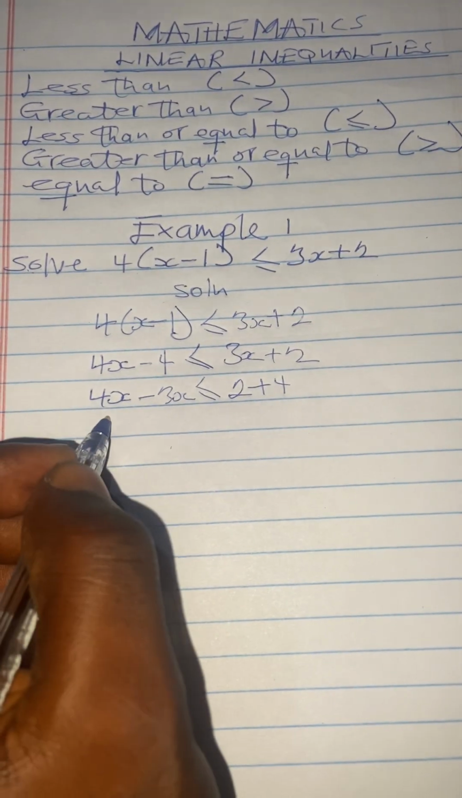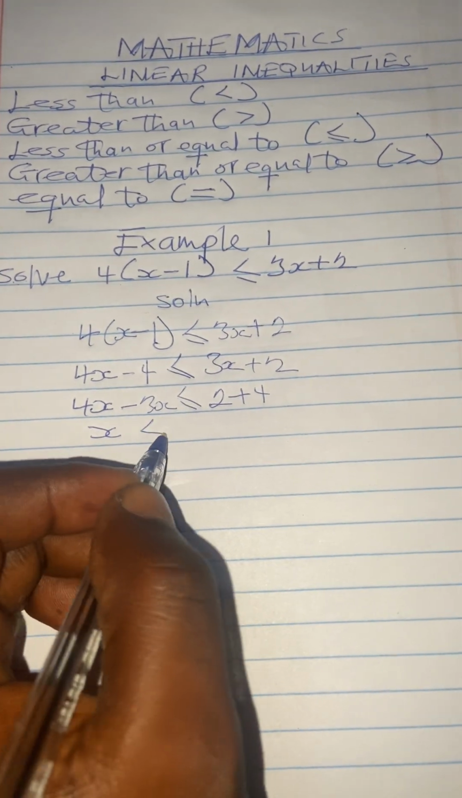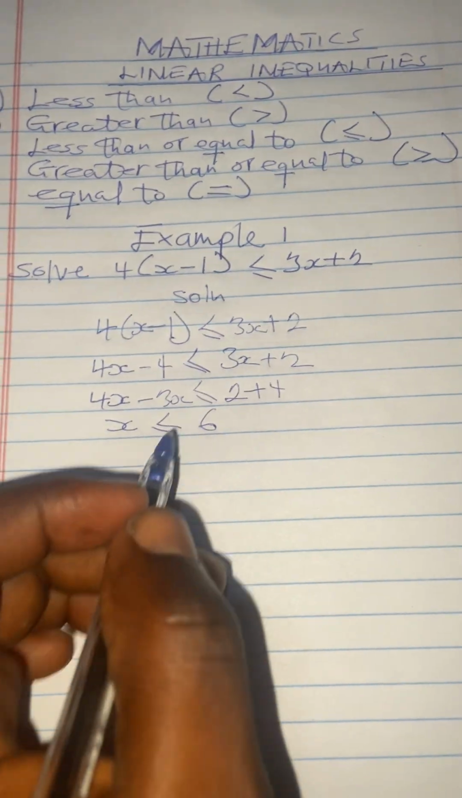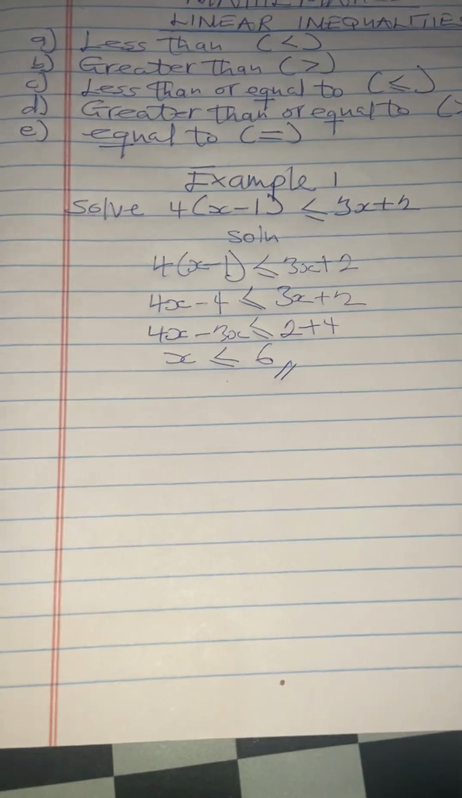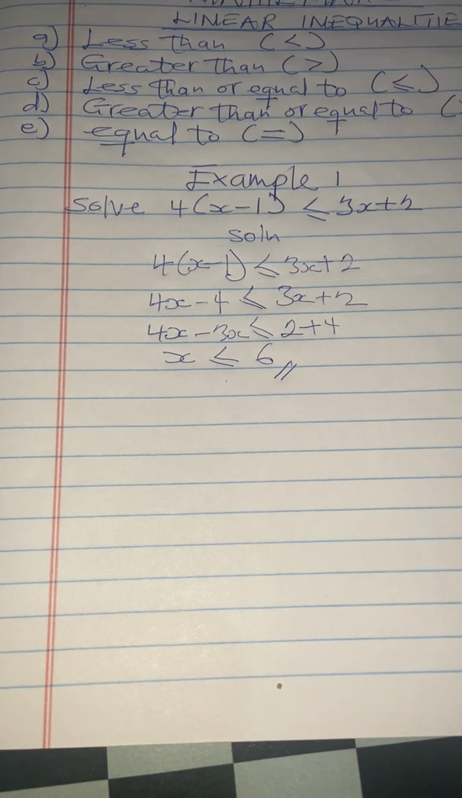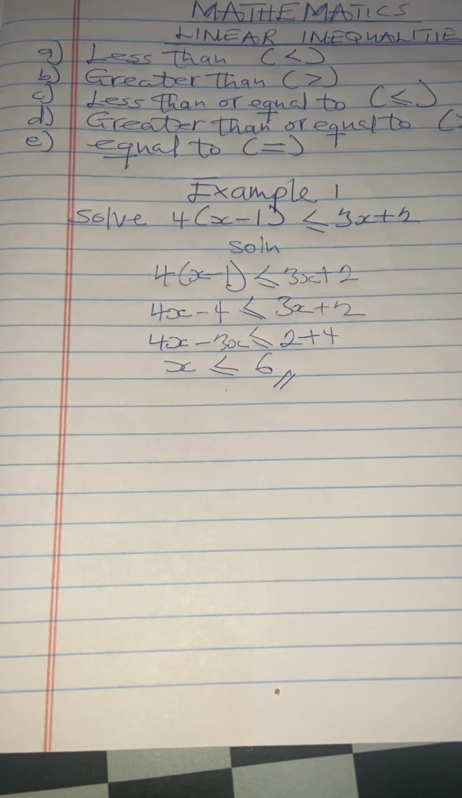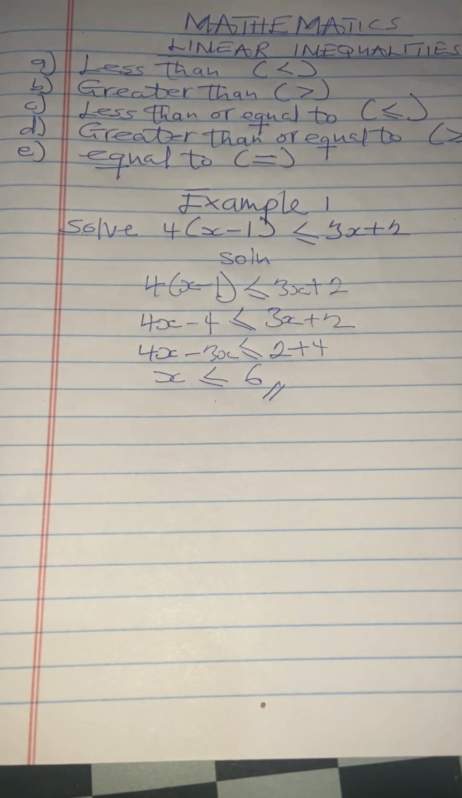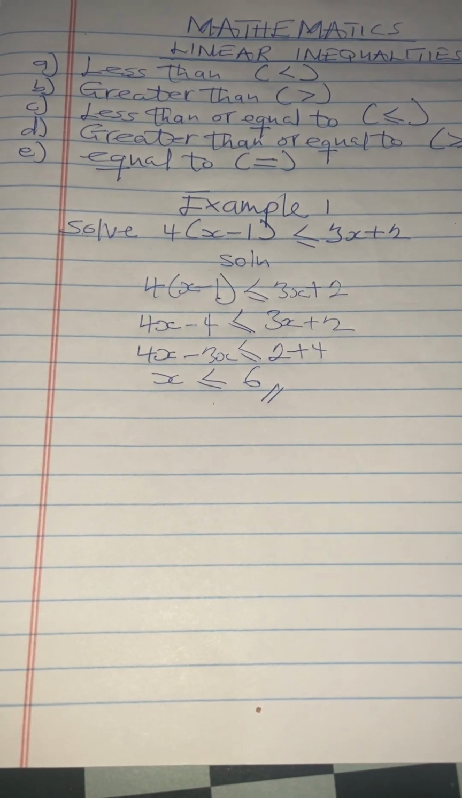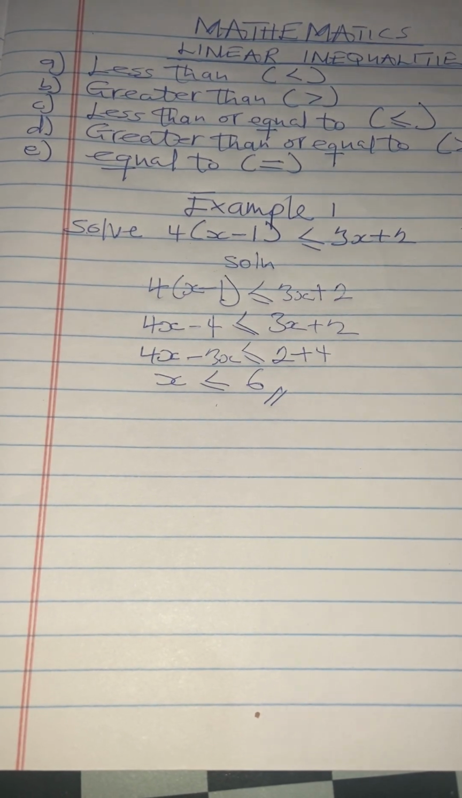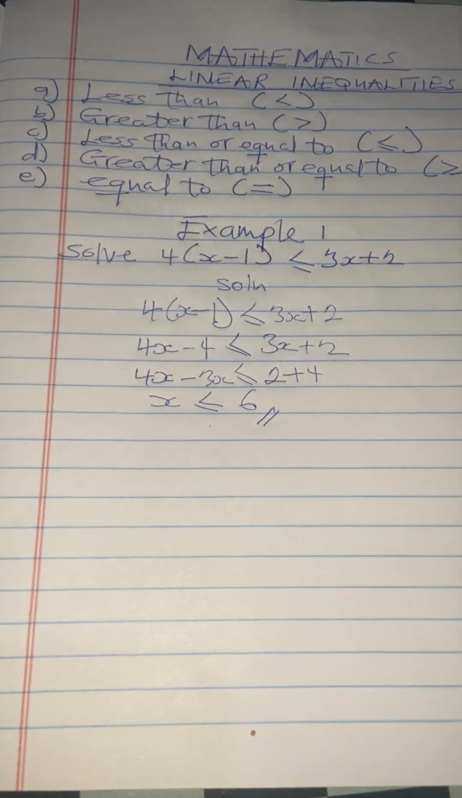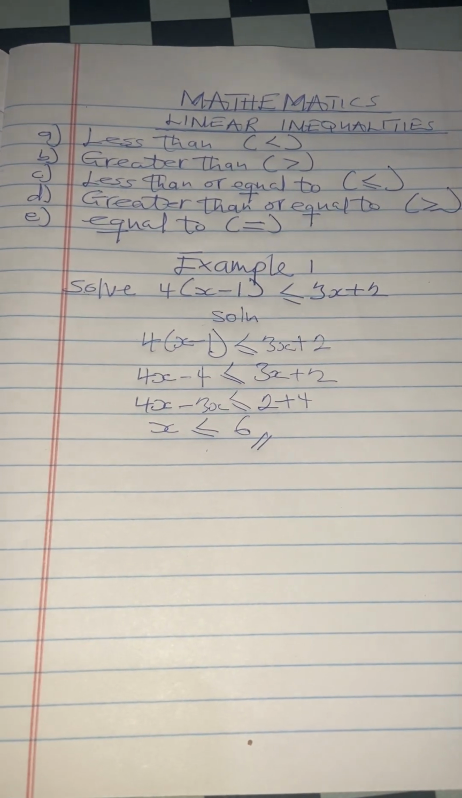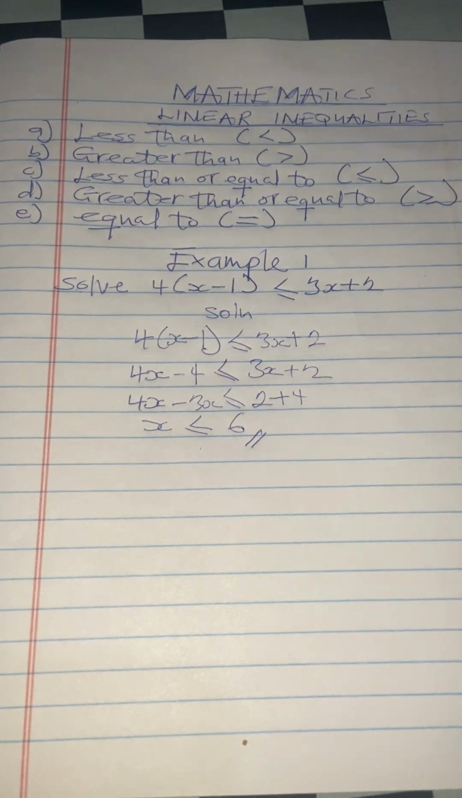Okay, so now you get x is less than or equal to 6 as your final answer. x is less than or equal to 6 as your final answer. Yeah, so the question is so simple as well. So first you repeat the question, then you expand the bracket, you group the like terms, then you are good to go. Now let's move to example 2.